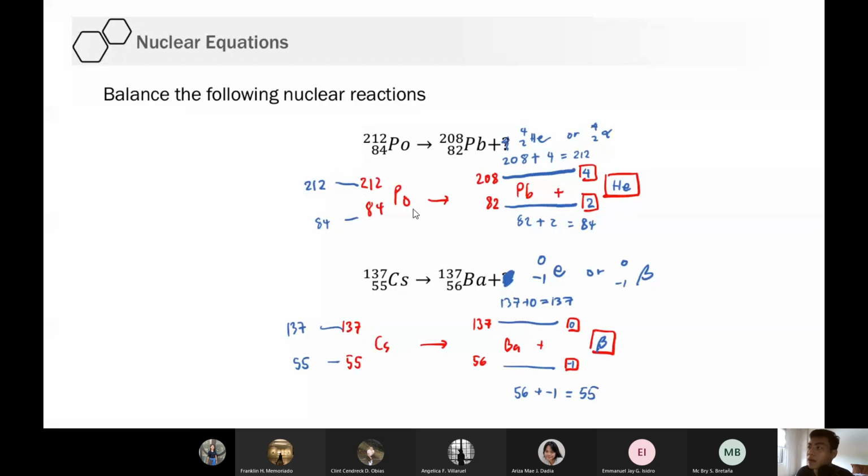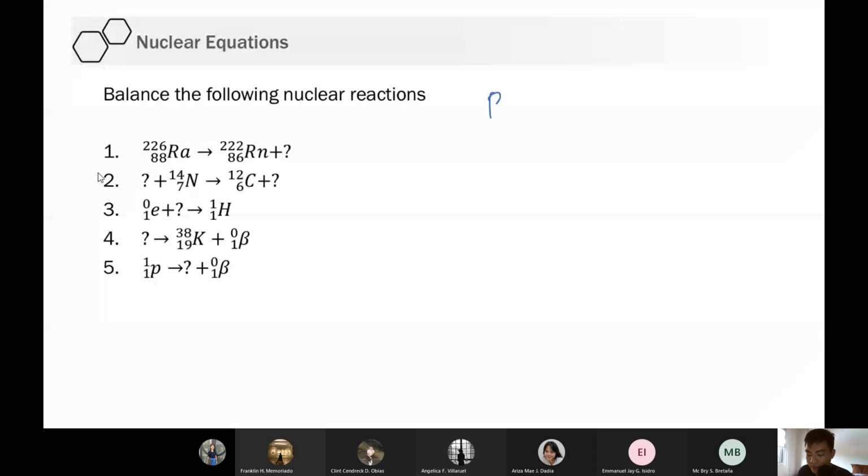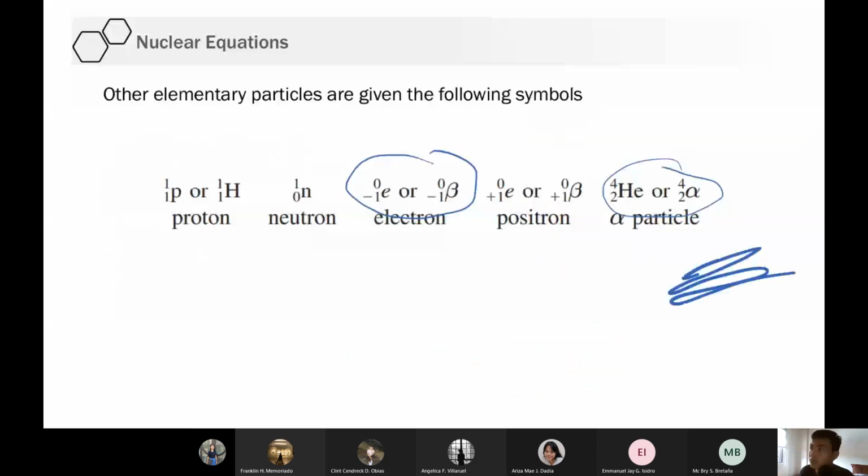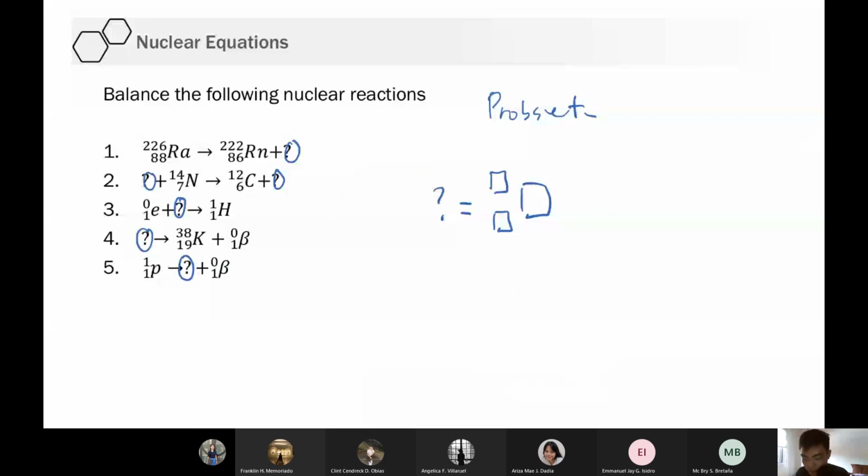Ganun lang. Okay? So, this will be your prob set, no? Prob set yan. Madali lang yan, add lang yan. Yung mga question mark, hanapin nyo yan. You write the symbol as this. Ayan, ito yung mga question mark. Fill in the blank lang yan. Okay? So, bilangin mo yung mga number sa taas, bilangin mo yung mga number sa baba. Ganun lang. What will be the symbol? Okay. So, that's how we balance nuclear equations.